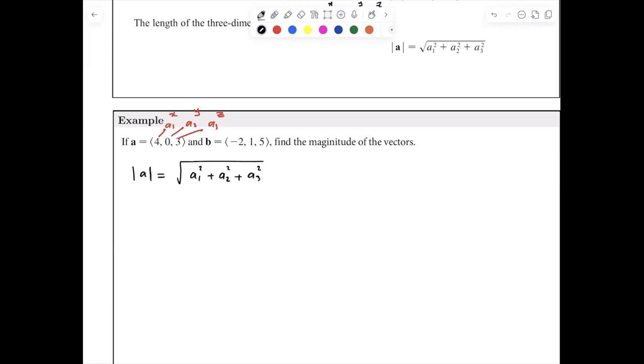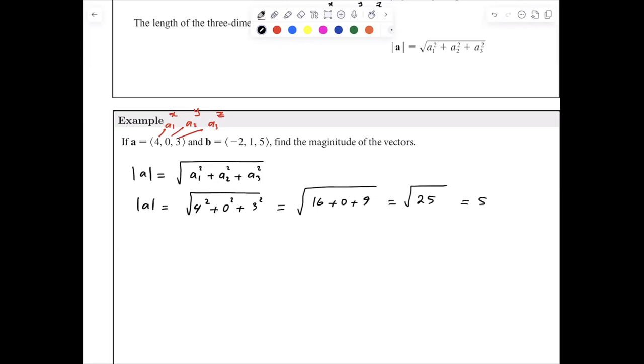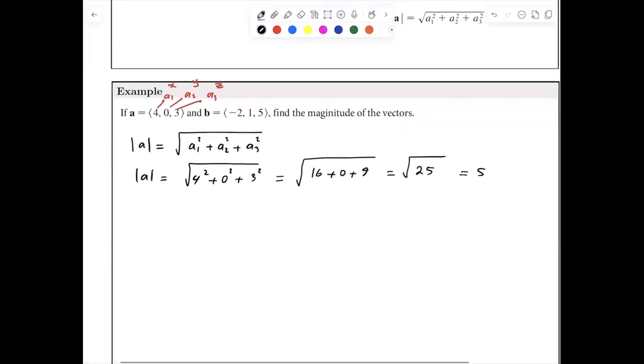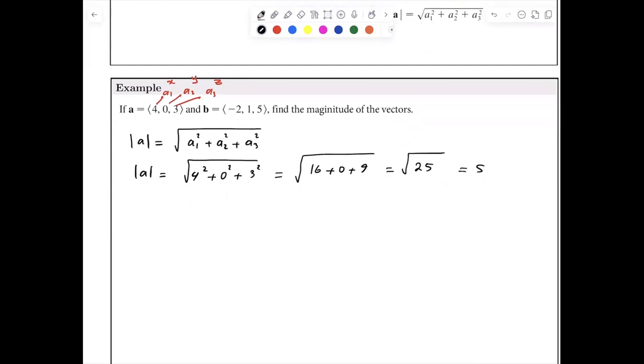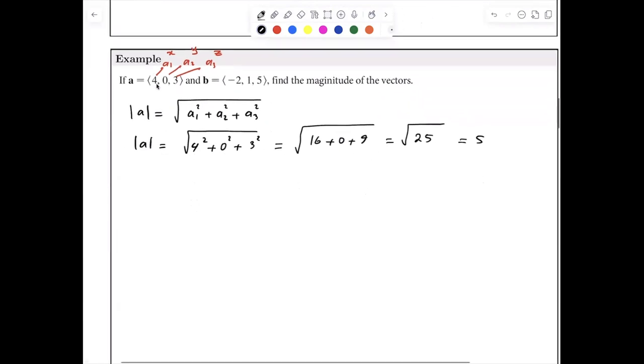So my first vector has length square root of 4 squared plus 0 squared plus 3 squared, which is square root of 16 plus 0 plus 9, or you have square root of 25, which is 5. So the length or norm or magnitude of the first vector is 5. We can take a look at these vectors in 3D as well. So let me find the magnitude of the second vector and then visualize these.